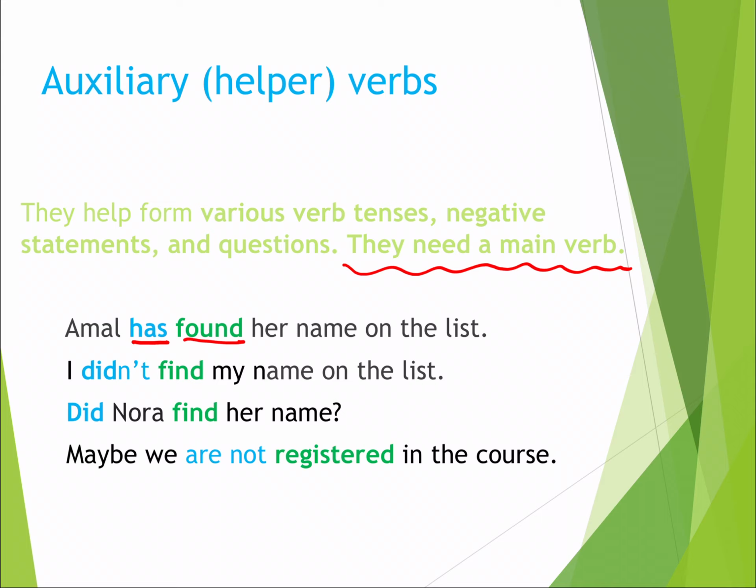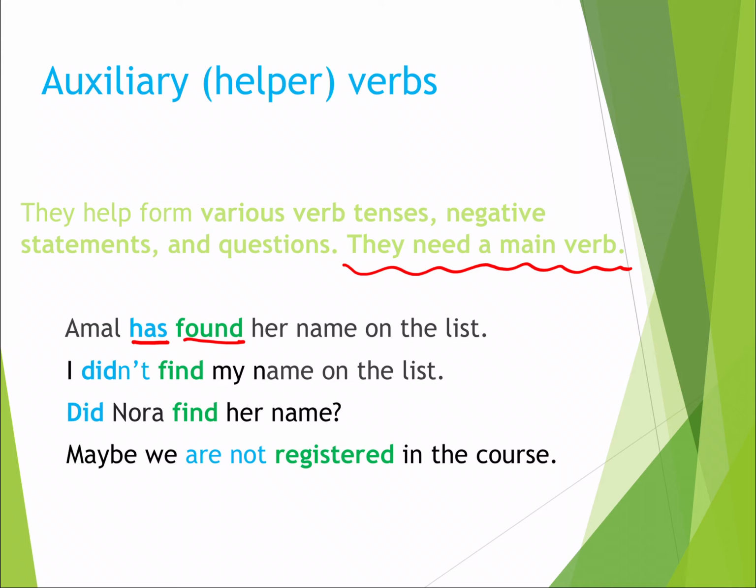Okay, in this conversation, students are trying to find their name on a course that they registered for. So try to imagine them having this conversation, talking to each other. Okay, let's start. Amal has found her name on the list. I didn't find my name on the list. Did Nora find her name? Maybe we are not registered in the course.